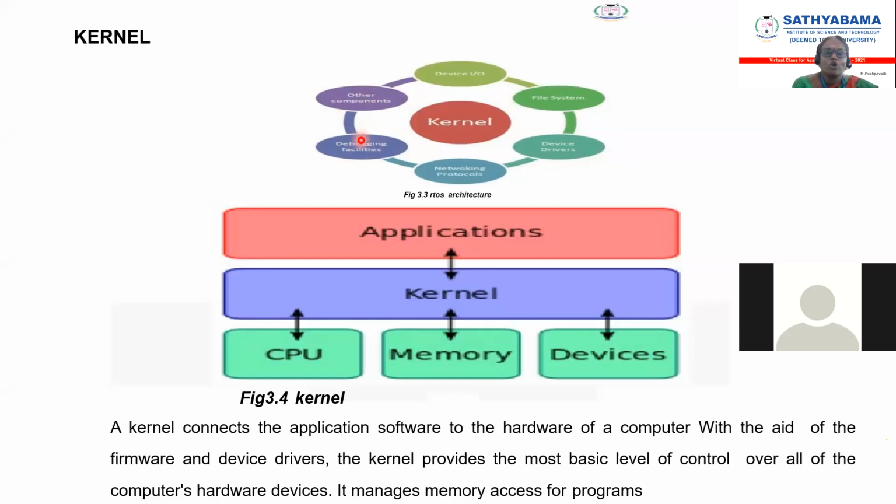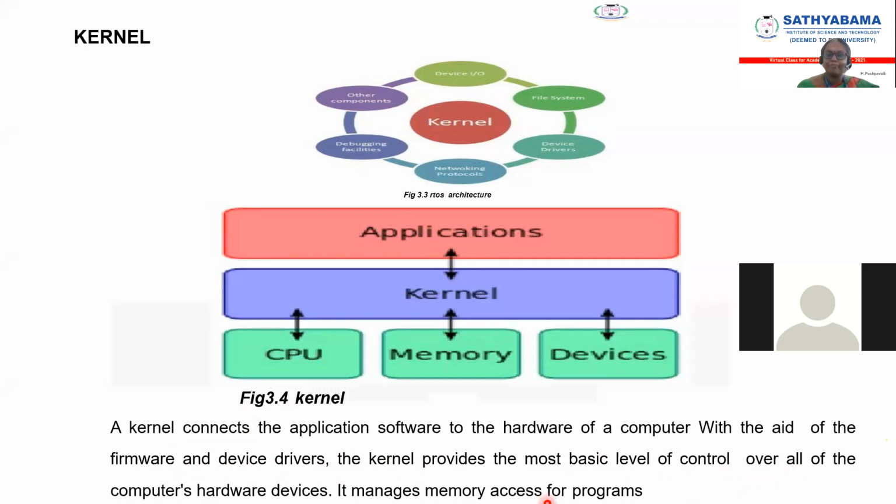Then the other component, coordinating all this, I need one important operating system. The central core of the operating system is the kernel. And you all understand, the kernel connects the application software to the hardware of your computer. I told you that. And with the aid of some firmware and device drivers, the kernel provides the basic level of control over all computer hardware types.